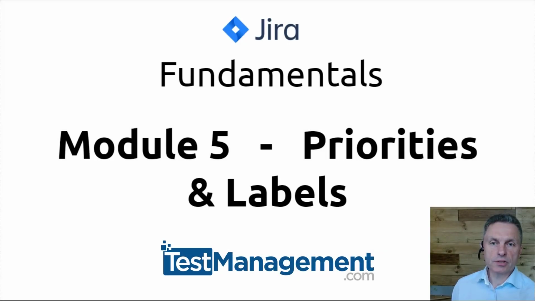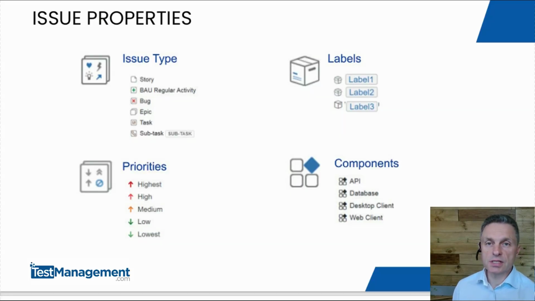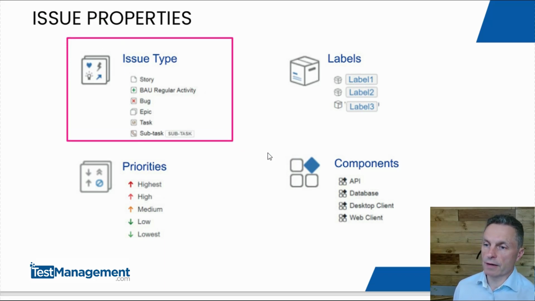Module 5, Priorities and Labels. There are two other properties of an issue that will help you organise and track your issues. The first of those is priorities and the second is labels. Now we've already spoken about issue types and we've already covered components.